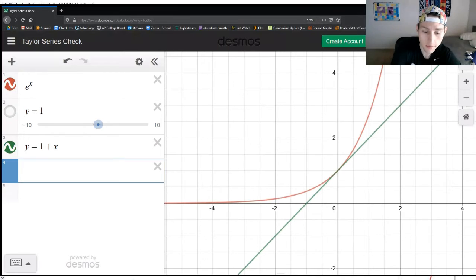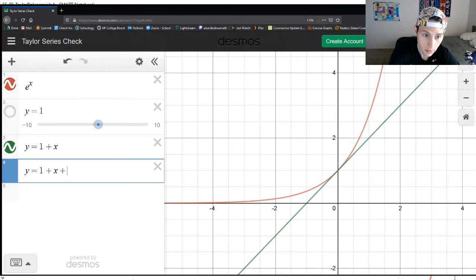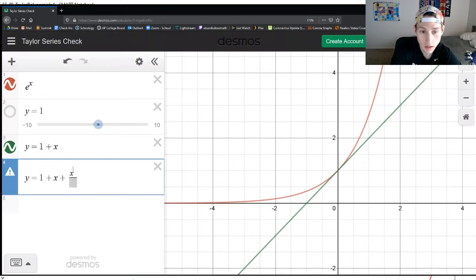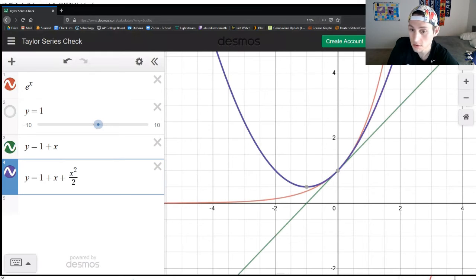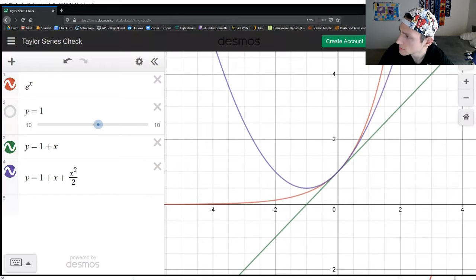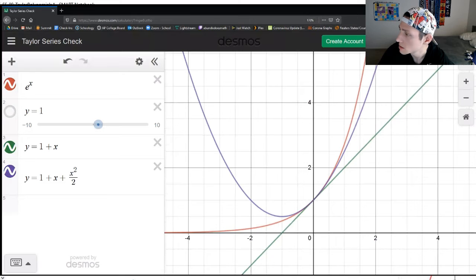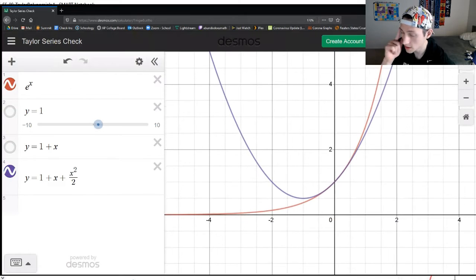Now let's add on my next term. So 1 plus x plus x squared over 2. Okay. Again, now I have some curvature here. It follows it a little more closely for a little longer, and also starts to curve towards it as I go up as well. So let me fade out this green line now. Okay, so now I have a slightly better approximation.